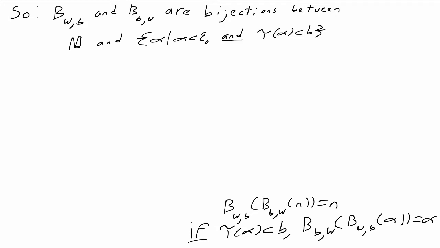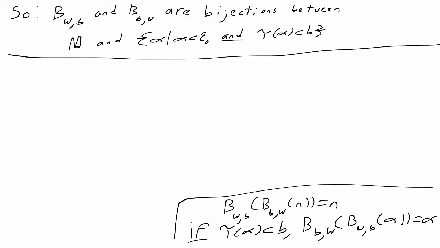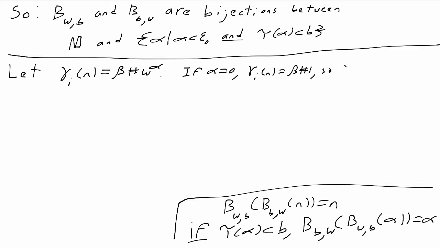And this gives us a good way to describe gamma i plus 1 of n once we've started with gamma i of n. Suppose we know what gamma i of n is, and we write gamma i of n, as we often do, in the form beta plus omega to the alpha, where, as always, omega to the alpha is the last term, the term with the smallest exponent, when we write gamma i of n as a sum of terms. If alpha is 0, then gamma i of n is beta plus 1, and gamma i plus 1 of n is beta. So suppose alpha is greater than 0.